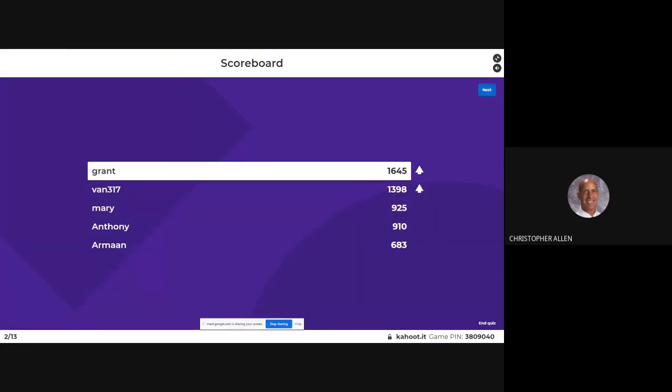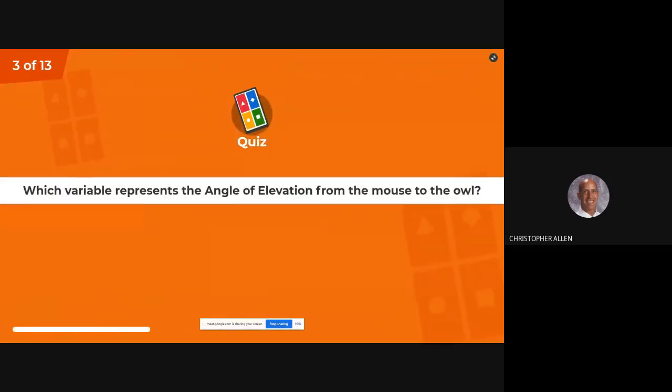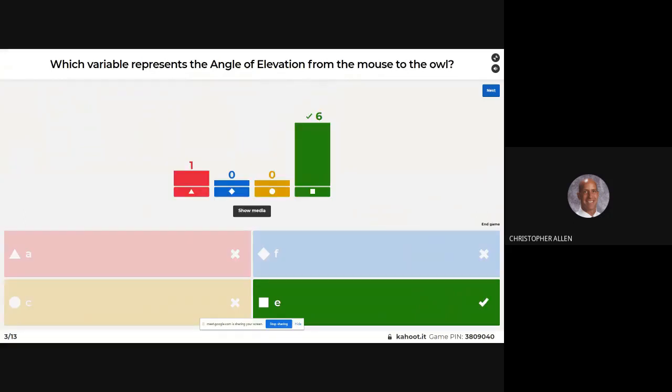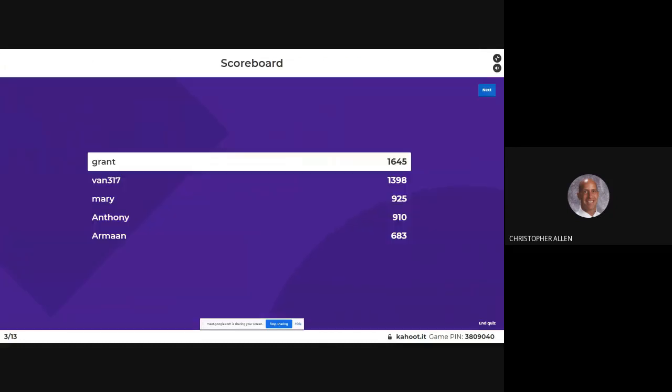Grant, you are now in first. Vaughn, you are in second. And Mary, you are in third. Which variable represents an angle of elevation from the mouse to the owl? All right, now we're getting somewhere. People are figuring it out. Good deal. Okay, Anthony, you moved up to second.